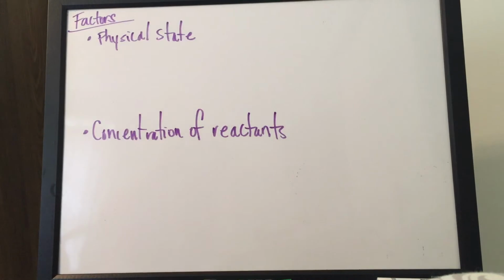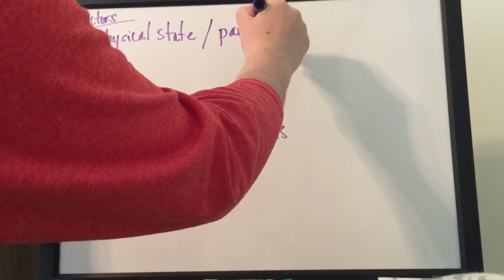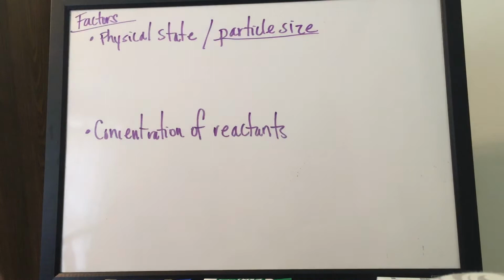Okay, so next to the first bullet point that says physical state of reactants, I want you to put a slash, and then I want you to write particle size. Okay, so please add that to your notes as you're heading at that first bullet point. So factors that affect reaction rates, there are four of them that are capable of changing the speed that a chemical reaction occurs. So the first one is the physical state of the reactants or their particle size.